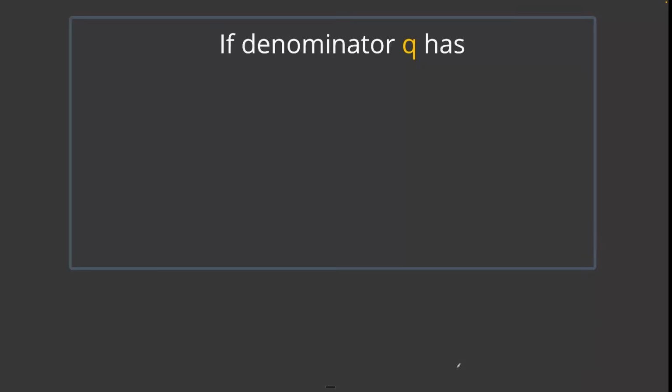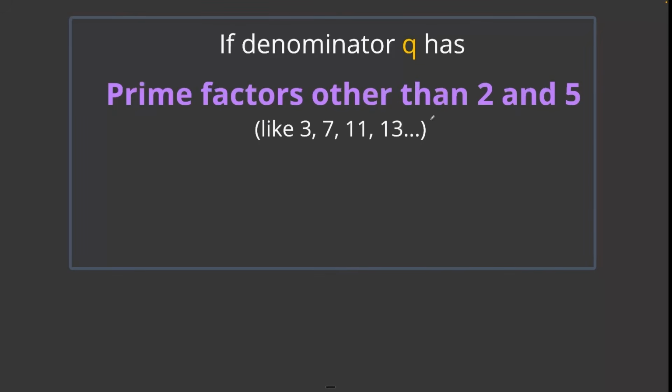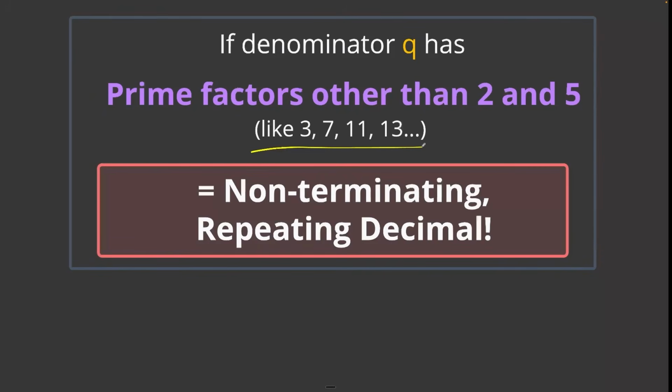Again, if denominator q has prime factors other than 2 and 5, like 3, 7, 11, 13, 17, 19, 23, all the prime factors, then you get a non-terminating and repeating decimal.